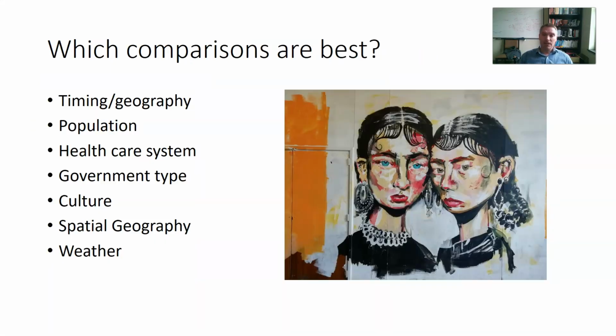We can think about population. How many millions of people does the U.S. have versus Italy versus Spain versus Iran? What does the healthcare system look like? Obviously, a very, very different health regime in somewhere like the U.S. versus Iran. So are those meaningful comparisons?